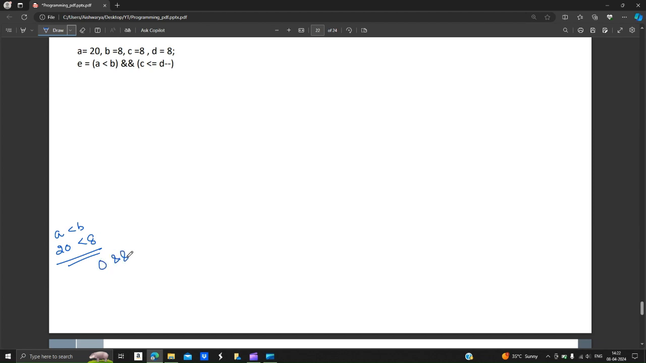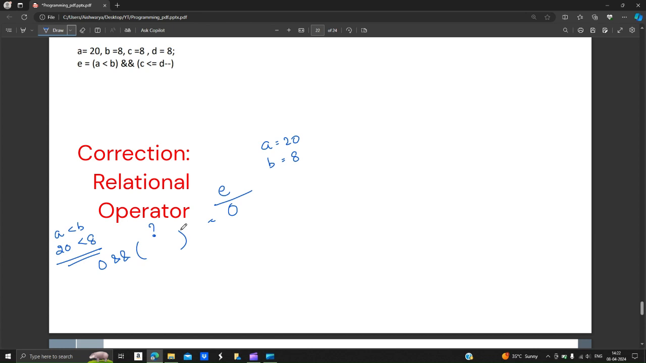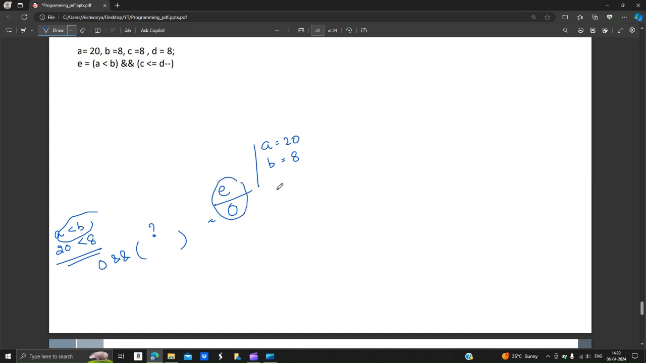0 logical ANDed with, we are not evaluating the second operand itself, which in this case is a sub expression. And so 0 ANDed with anything is what? 0. So the value of E is 0. Then what is the value of A? A value is still 20. What is the value of B? B value is 8 because it is logical operator. It is just written 0 and 1, it doesn't modify A and B. Then E value we have found upon evaluation as 0.